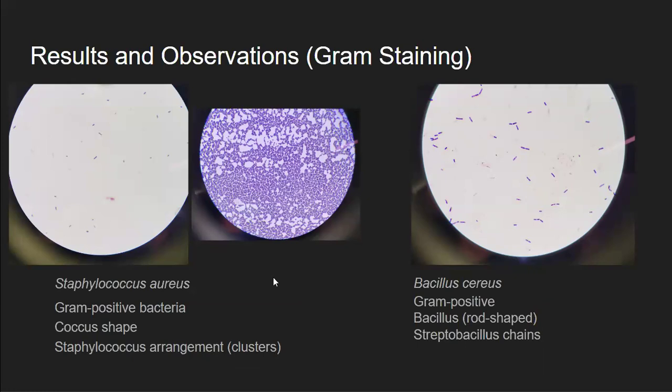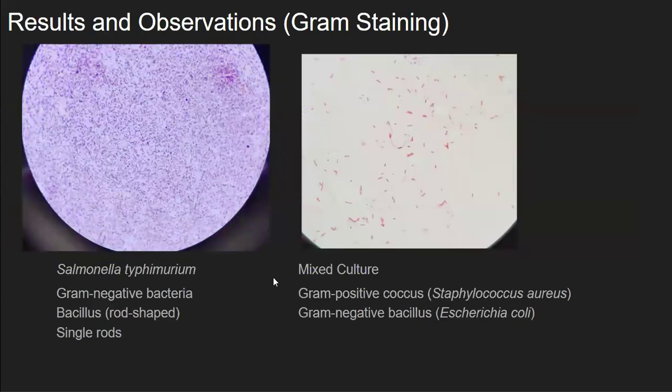Staphylococcus aureus is a gram-positive bacteria with a coccus shape and Staphylococcus arrangement in clusters. For Bacillus cereus, the cells are bacillus or rod-shaped in Streptobacillus chains, and it is gram-positive. Salmonella typhimurium is a gram-negative bacteria, bacillus rod-shaped with single rods. The mixed culture consists of both gram-positive coccus or Staphylococcus aureus and gram-negative bacillus or Escherichia coli.